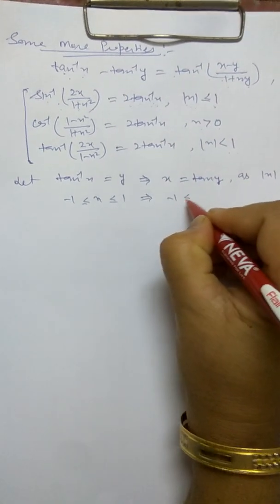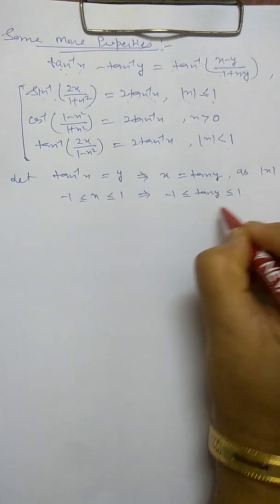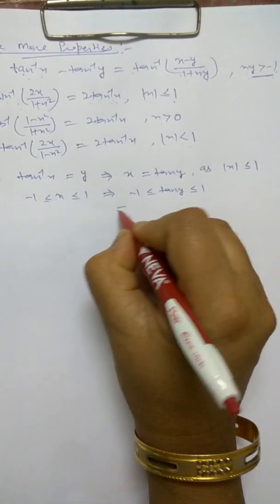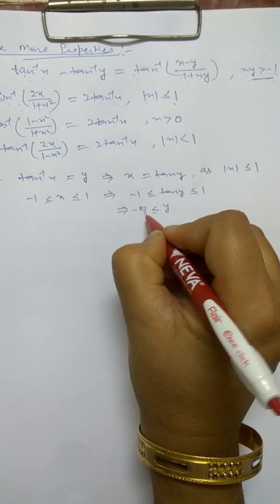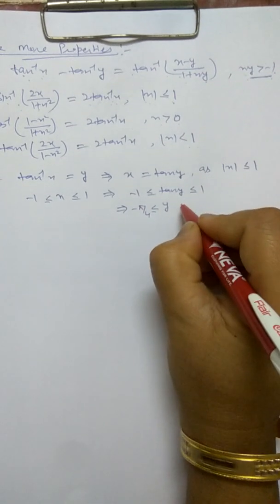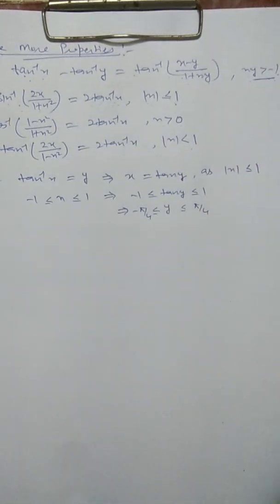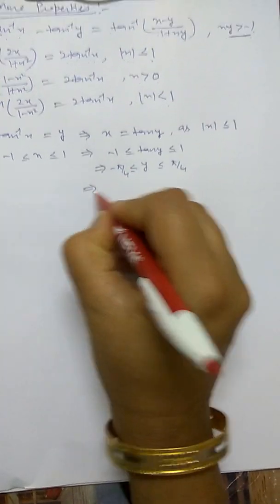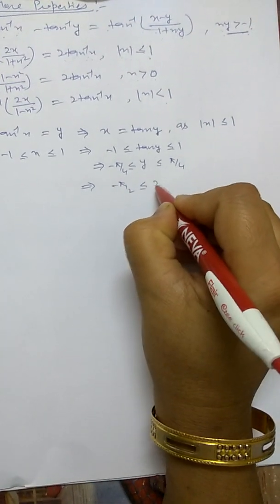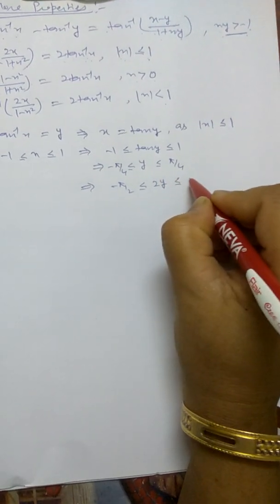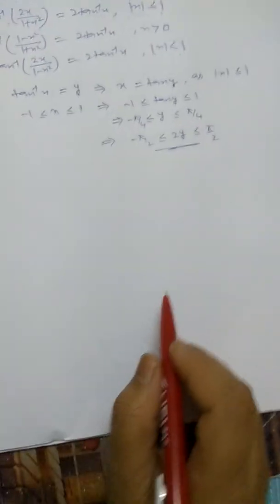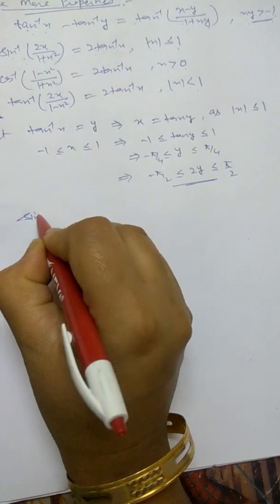But here x is equal to tangent y, and this implies minus 1 is less than or equal to tangent y is less than or equal to 1. And therefore, you can say that y is greater than or equal to minus pi by 4 and less than or equal to pi by 4. And now we have to multiply by 2. We get minus pi by 2 is less than or equal to 2y is less than or equal to pi by 2.